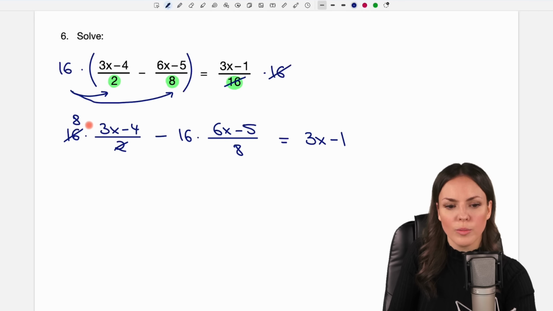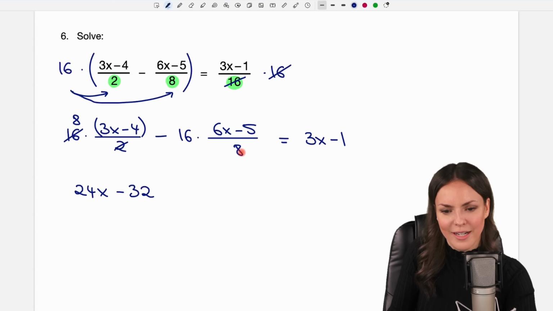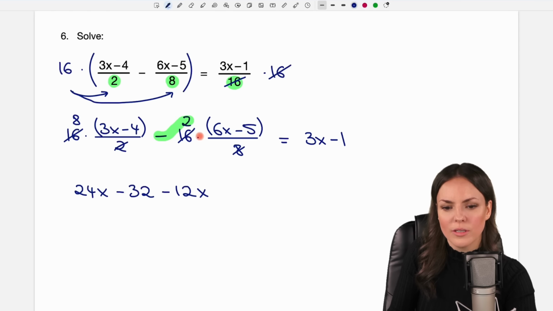So we only have to multiply the 8 by this numerator here. Let's do it. 8 times 3x equals 24x, and 8 times negative 4 equals negative 32. Then here we have 16 divided by 8 equals 2, so we have to multiply the negative 2 by this numerator. So negative 2 times 6x equals negative 12x, and negative 2 times negative 5 equals plus 10.